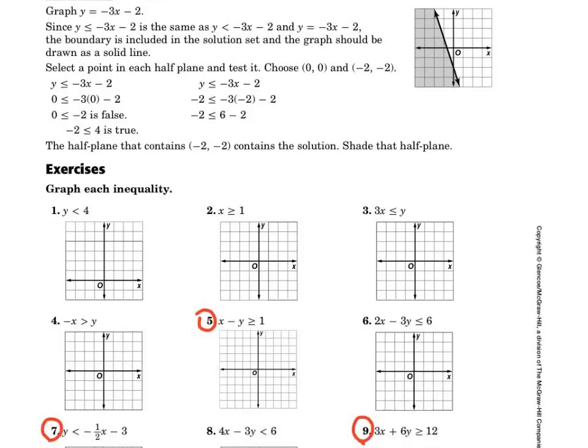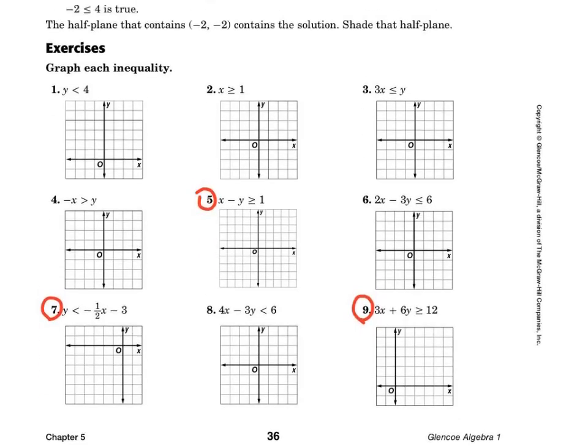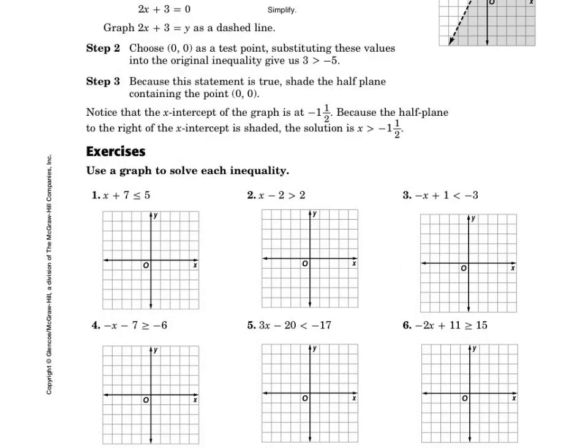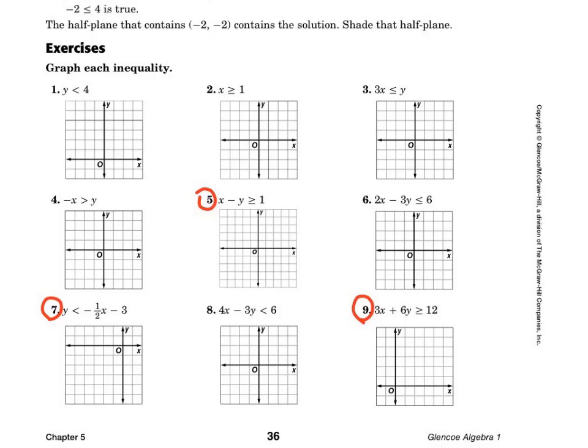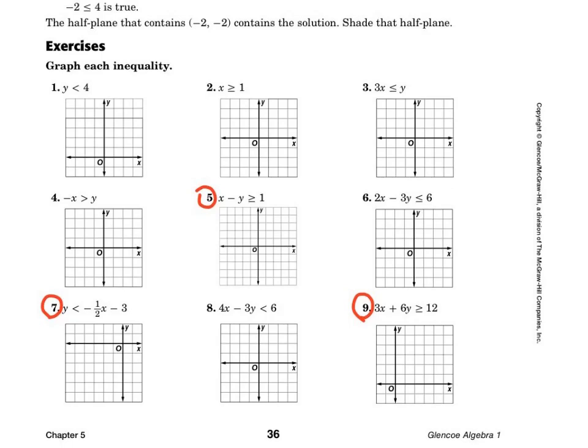All right, a little independent practice, please. You will do number 5, number 7, number 9. 5, 7, and 9 is all you're doing on this one. All right, so jot down any questions. We will practice this tomorrow, and then we will continue working on graphing inequalities.